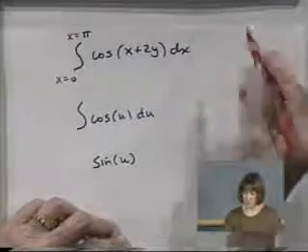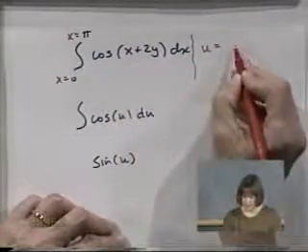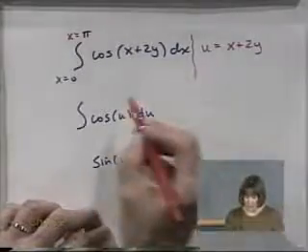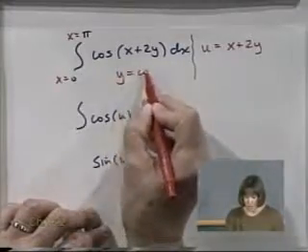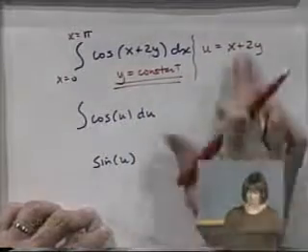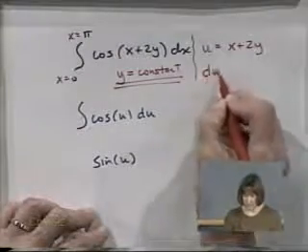Now how's my u substitution going to work? U is what's in the parentheses here, which is x plus 2y. Now notice we're integrating with respect to x, so remember, y is considered a constant. So this is just like x plus 5. So what does my du equal?